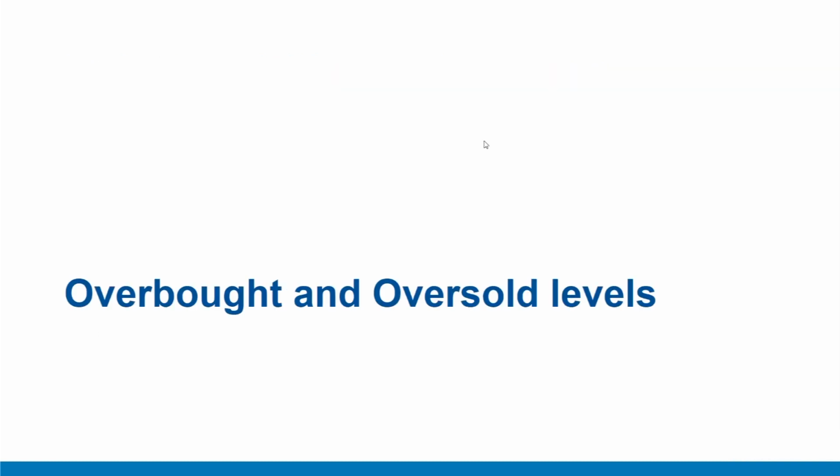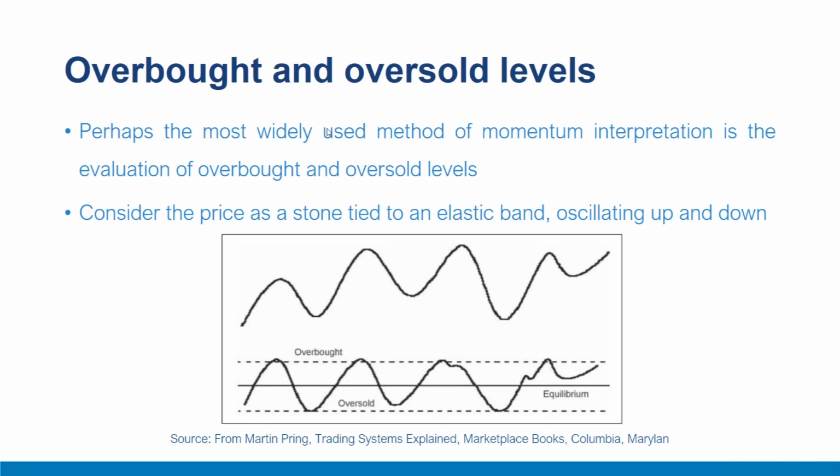We'll discuss two very important properties of momentum characteristics, that is overbought and oversold levels. Perhaps the most widely used method of momentum interpretation is the evaluation of overbought and oversold levels. This concept can be compared to a person taking an unruly dog for a walk on a leash. The leash is continually being pulled from one side of the person to the other as the dog struggles to get free. Despite all this activity, however, the dog can move no further away than the length of the leash.